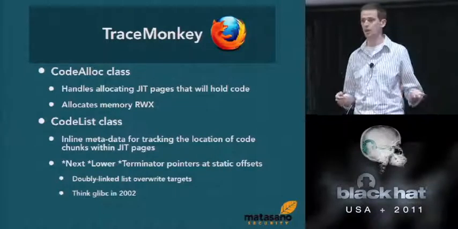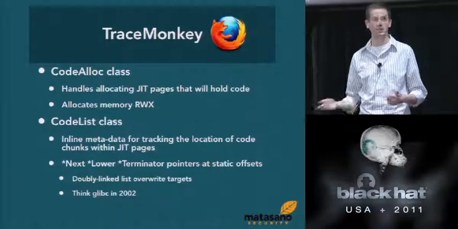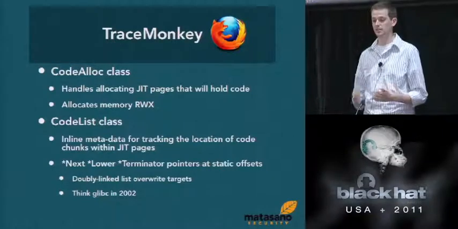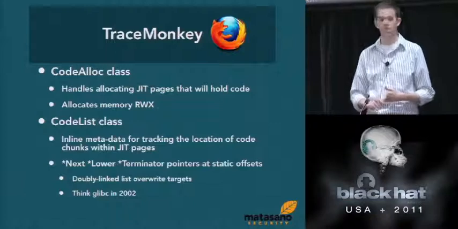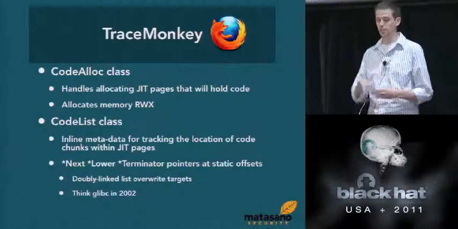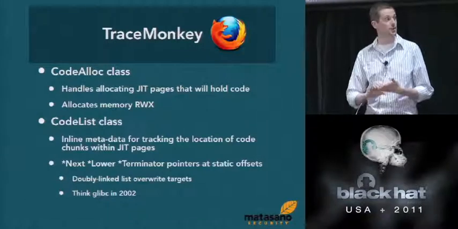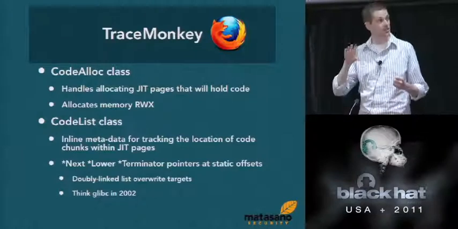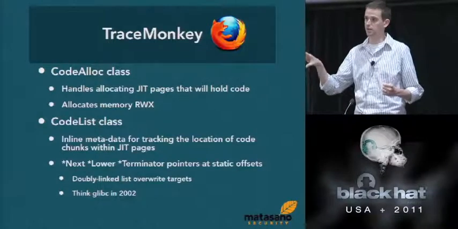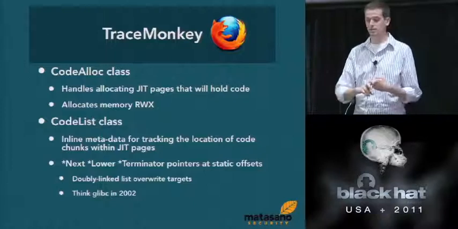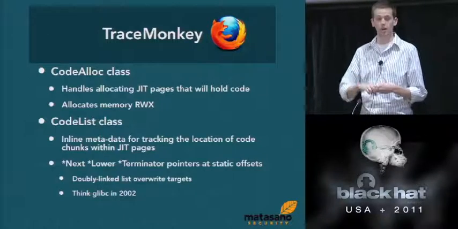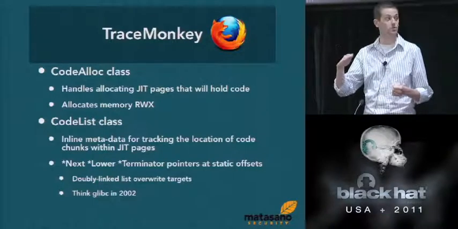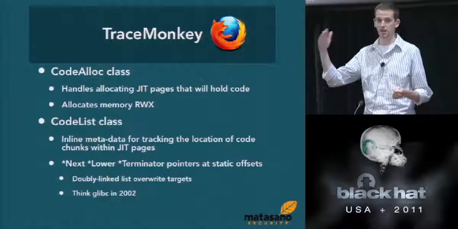It calls VirtualAlloc on Win32, and it calls mmap on POSIX platforms. And it's going to allocate all its memory readable, writable, and executable. And then the second class, the more interesting one, is the CodeList class. What the CodeList class does is it has a bunch of metadata in the JIT page itself. So it stores a next, a terminator, and a lower pointer on the first part of the JIT page. And that's used to create a doubly linked list of JIT pages in memory.